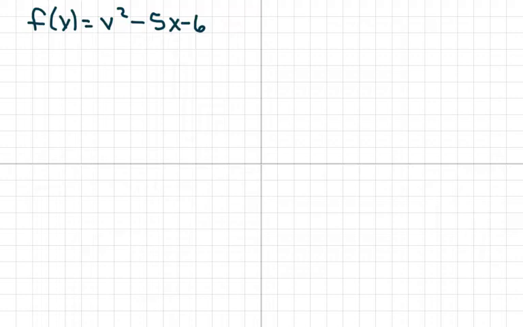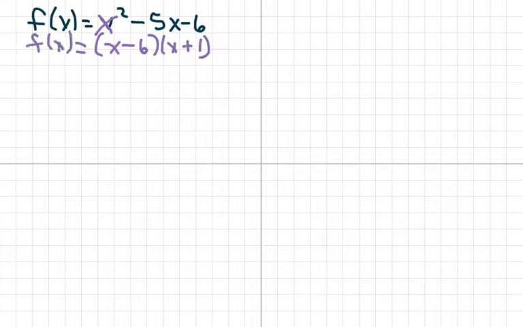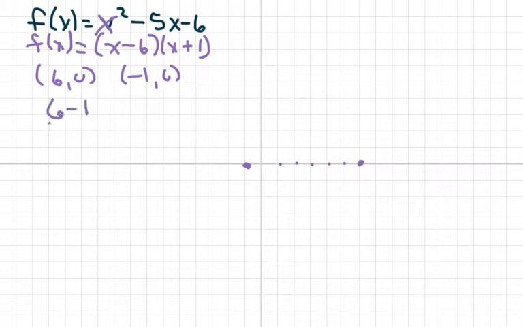The next one we have is x minus 6, x plus 1. So that's your f of x. So your solutions are 6 comma 0 and negative 1 comma 0. So negative 1, and then we're going to go to 6: 1, 2, 3, 4, 5, 6. All right, and then we have to add these two. 6 minus 1 over 2 gives you 5/2, which is 2.5, which is about right here.